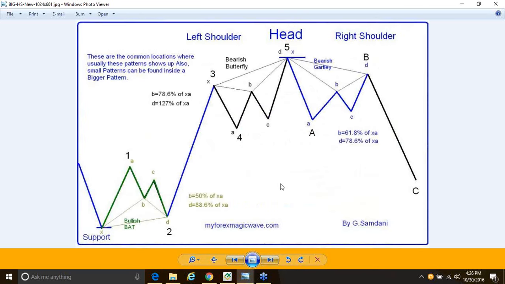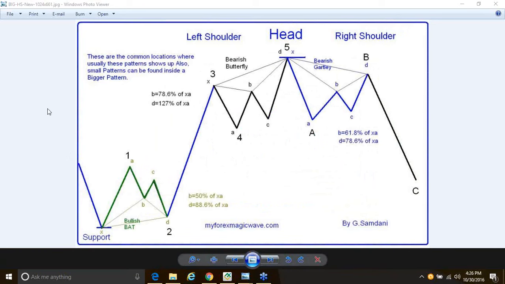Yeah, like this one. You see here, this is how it is. This is wave one, and then you have an ABC correction around it. I wrote here bullish bat. It could be a Gartley as well. Okay, Gartley or bat, these are the two retracement patterns.